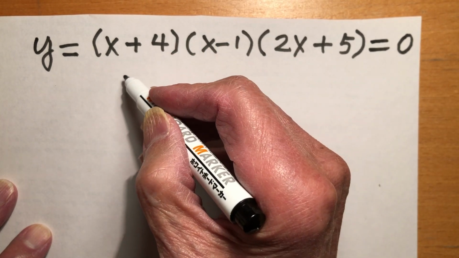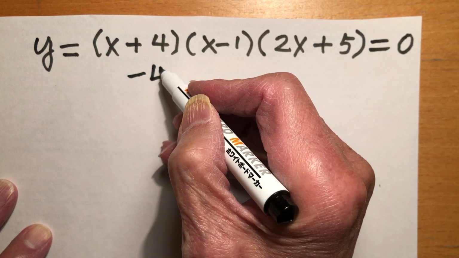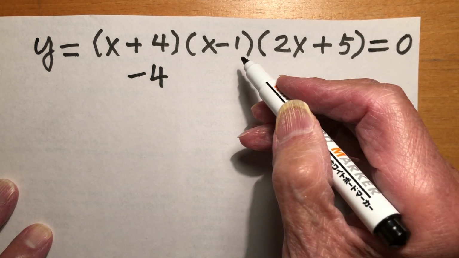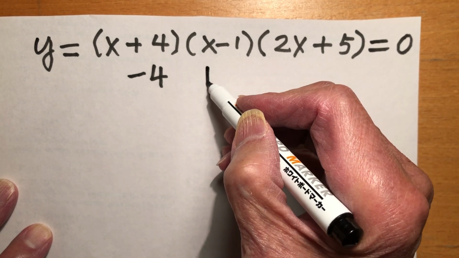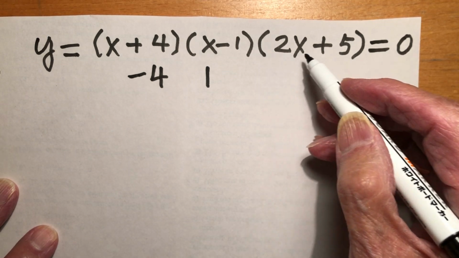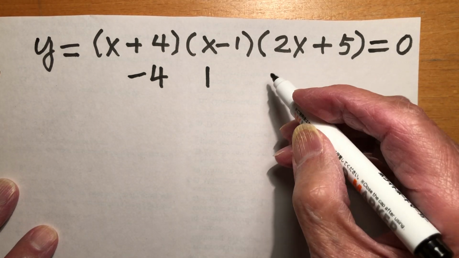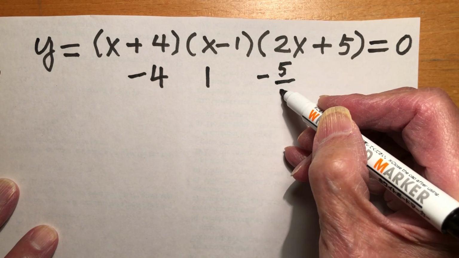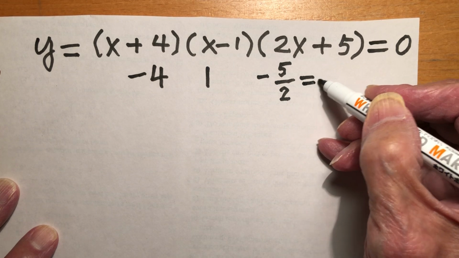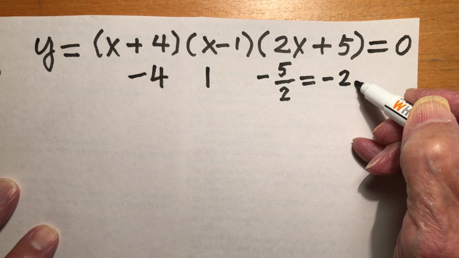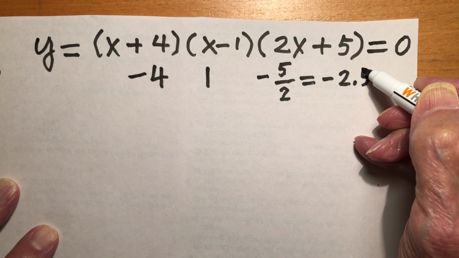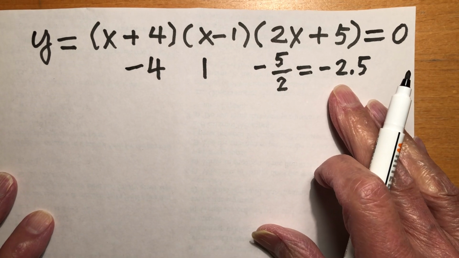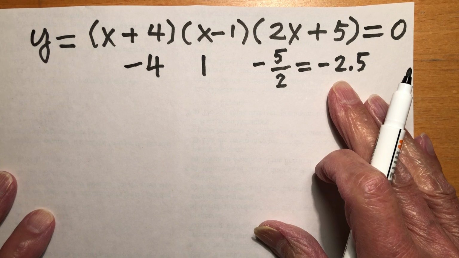The x-intercept is -4. This bracket is 0. The x-intercept is 1, +1. This bracket is 0. The x-intercept is -5/2, which is -2.5. So once I know the x-intercepts, I can draw a rough graph.